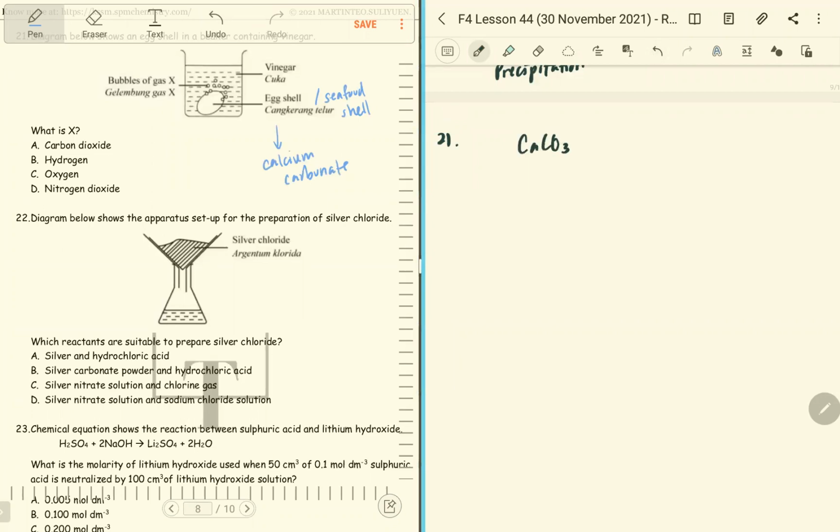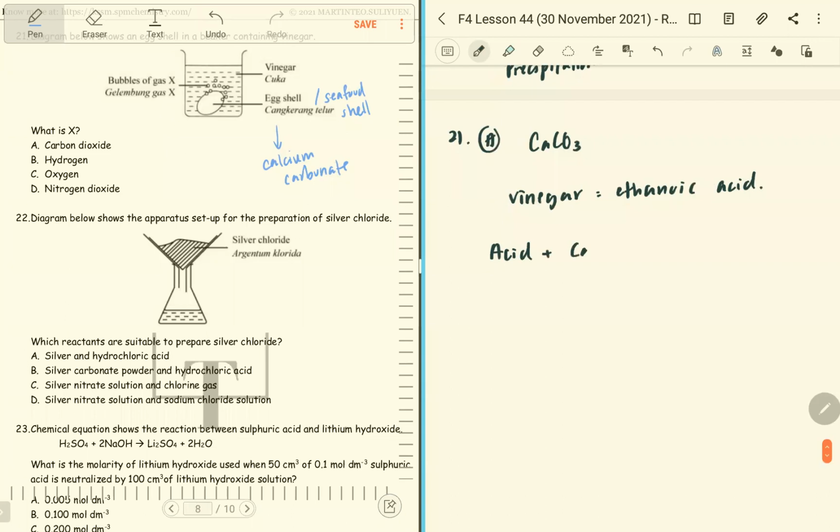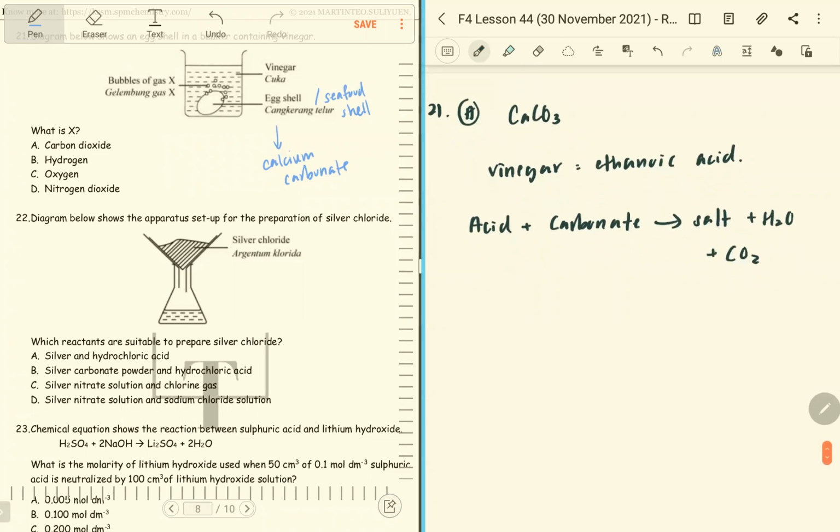And then you see vinegar. Vinegar is ethanoic acid. The reaction between acid and carbonate, we know that we will get carbon dioxide. So answer is A. Acid can react with carbonate to give us salt, water, and carbon dioxide.